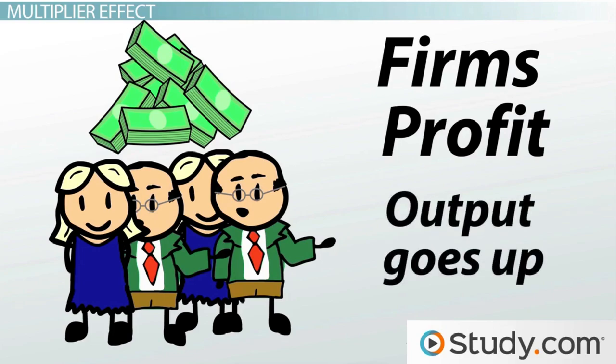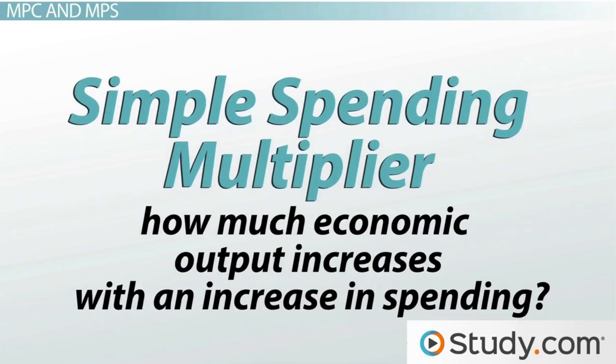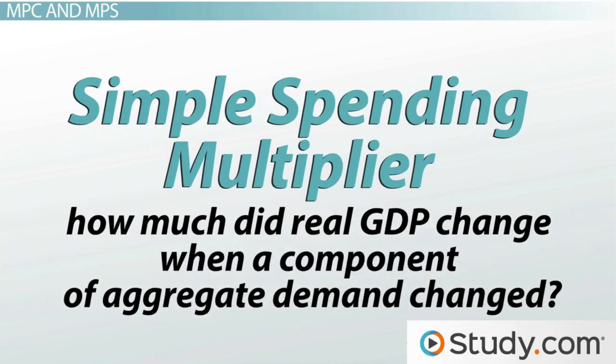And we can find out how much by using what economists call the simple spending multiplier. The simple spending multiplier shows us how much economic output increases with an increase in spending. Economists ask the question this way: how much did real GDP change when a component of aggregate demand changed?